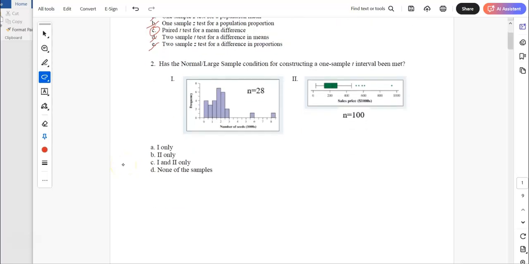Has the large sample condition been met for these situations here? So this one's skewed right, and the N is 28, which is too small, and it seems to be skewed right pretty majorly. So I'd say no, maybe for that one. This one, I'd say yes, even though it's skewed right, N is more than 100, so it seems like the CLT would work there.